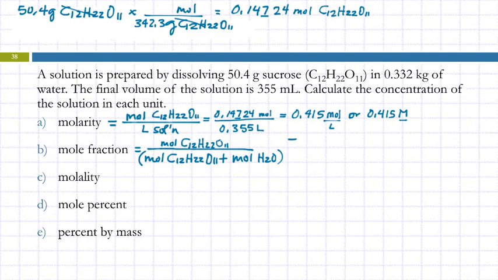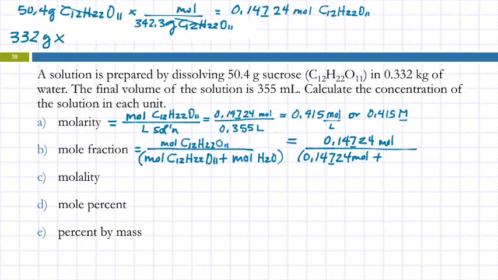Well, we already know how many moles of sucrose we have. 0.14724. And that shows up again in the denominator. How many moles of water? Well, it's 0.332. So we've got 0.332 kilograms of water, and we need to convert that to moles. So 0.332 kilograms, 332 grams.